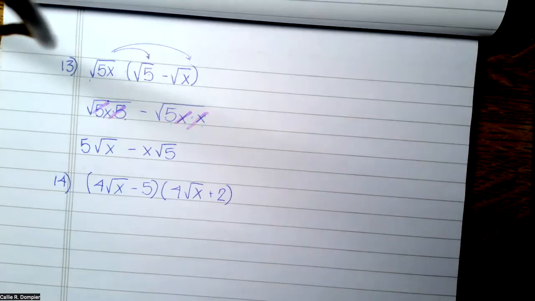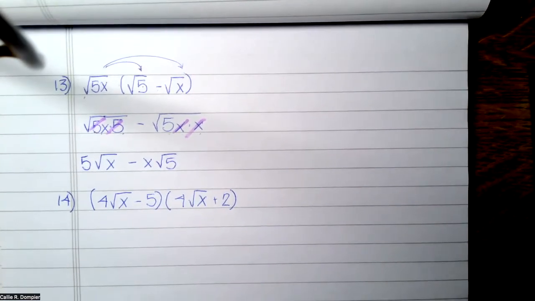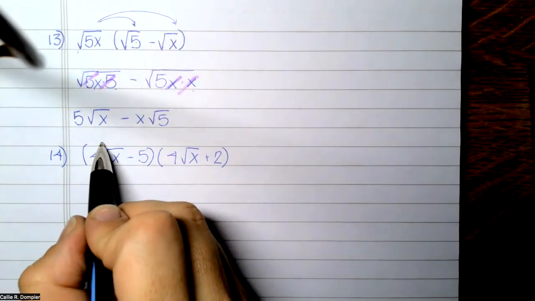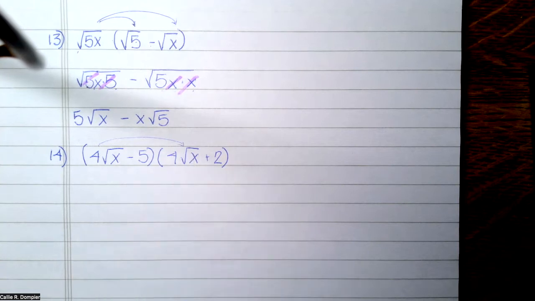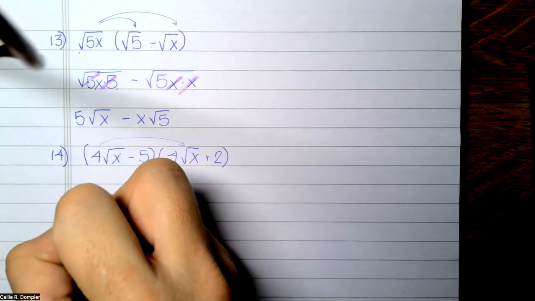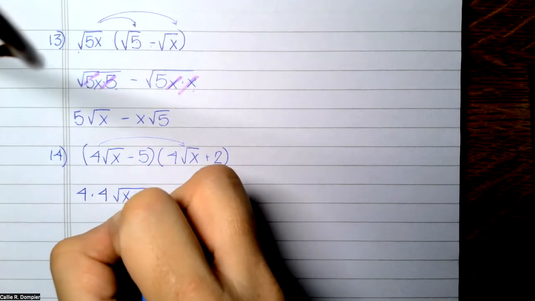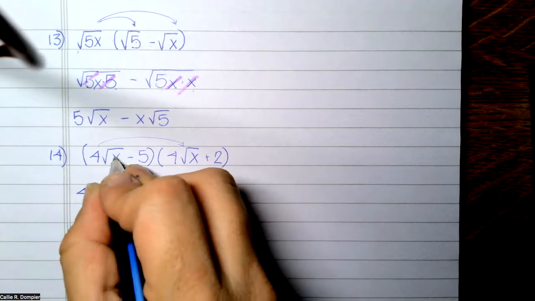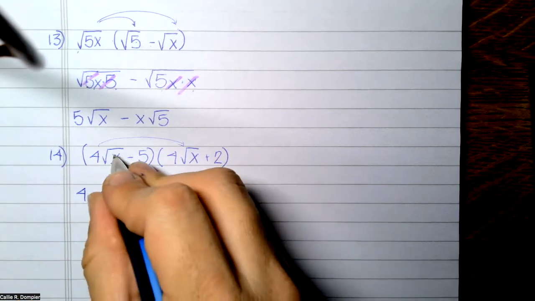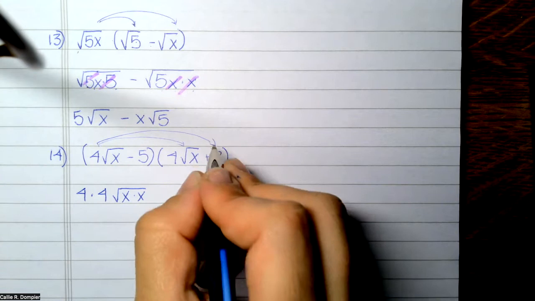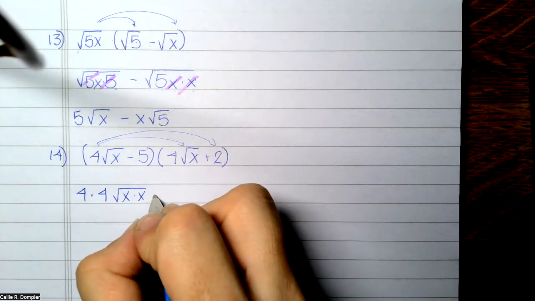Number 14, we're just going to distribute. FOIL, if you will. So 4 square root of x times 4 square root of x, we multiply those numbers and then we multiply what's under the radical. So the 4s stayed outside, the 2 x's stayed inside. Outside, 4 times 2.